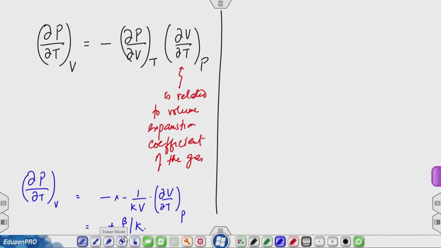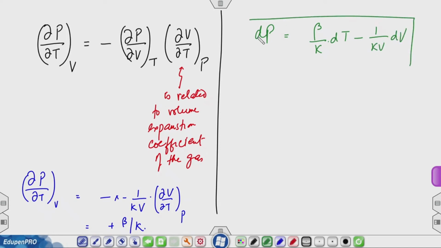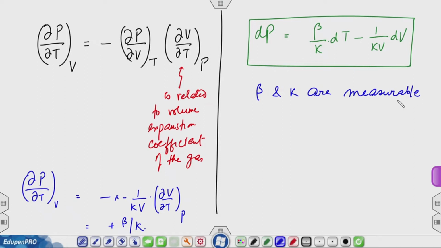So you've calculated partial P partial T, and therefore dP, the change in pressure of any system, is going to be beta over kappa dT minus 1 over kappa V dV. Beta and kappa could in general be functions of temperature. If they are not, then these equations are very easy to integrate. And beta and kappa are measurable quantities.